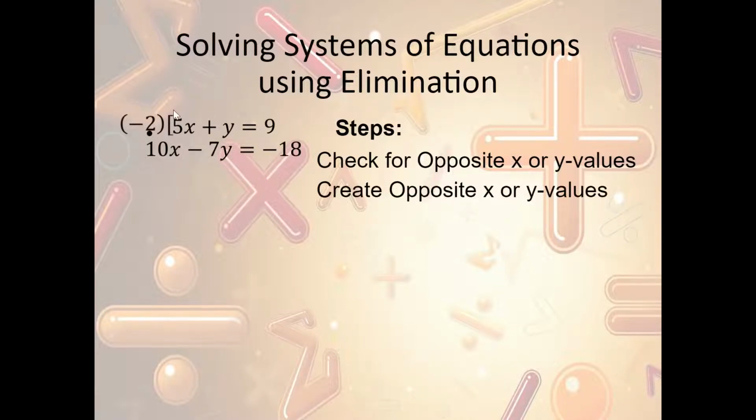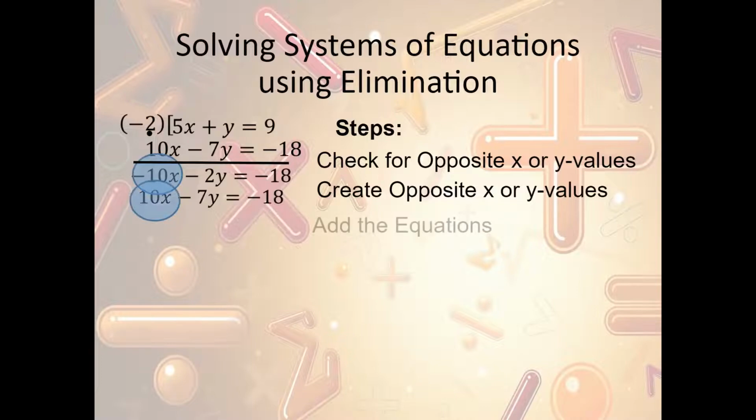So I get negative 2 times 5x is negative 10x. Negative 2 times y is negative 2y, and negative 2 times 9 is negative 18. So now I have negative 10x minus 2y is equal to negative 18, and the bottom one just drops down, so I have 10x minus 7y is equal to negative 18. And now I have opposite x values, so I can go ahead and add the equations.